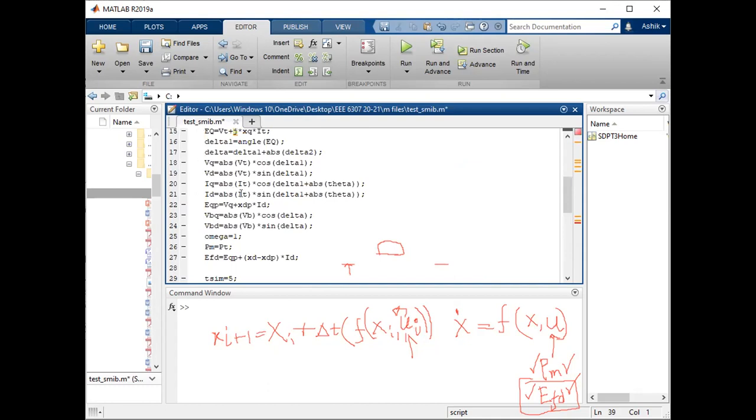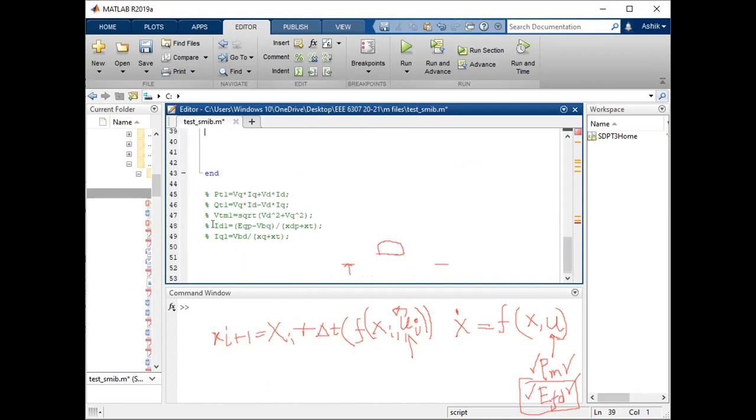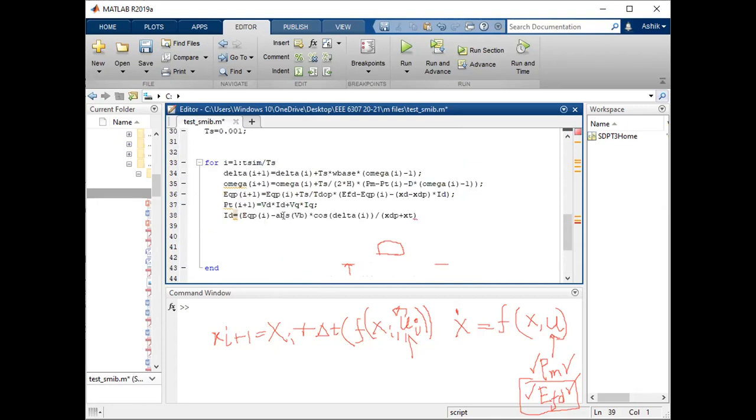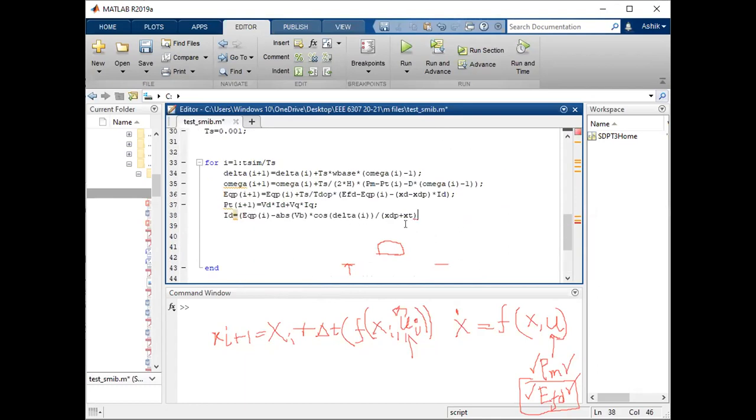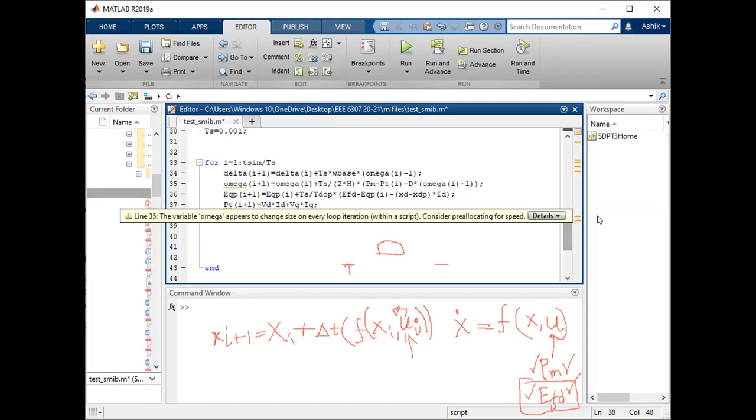If you check, this was in line number 49. We cross-checked. We used it with the help of the obtained value of ID. So ID is EQ prime minus VBQ, where VBQ is actually the absolute value of VB multiplied by cosine delta, divided by XD prime plus XT. So it says there is a mistake in bracketing. We check what happened with this. So probably, yeah, here should be a bracket. So now it's okay. The bracketing is done.